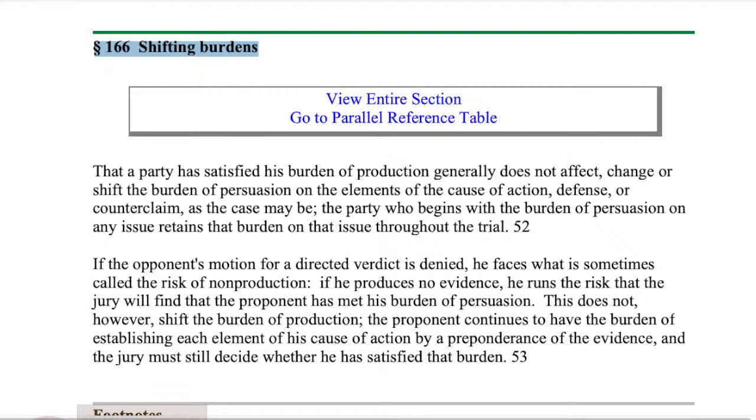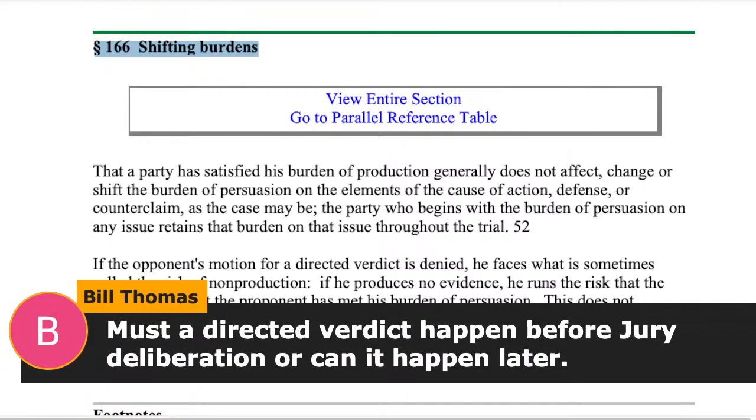And before we do that, let's jump over here to the chat. Must a directed verdict happen before jury deliberation, or can it happen later? No.